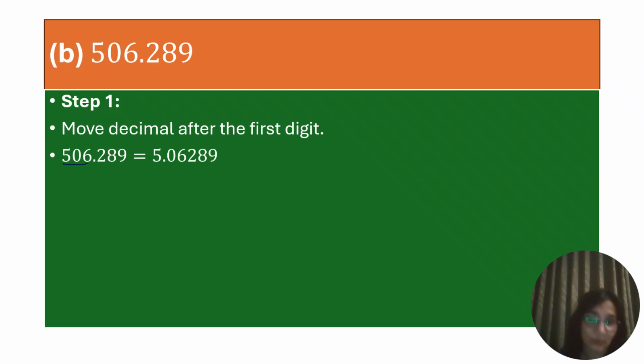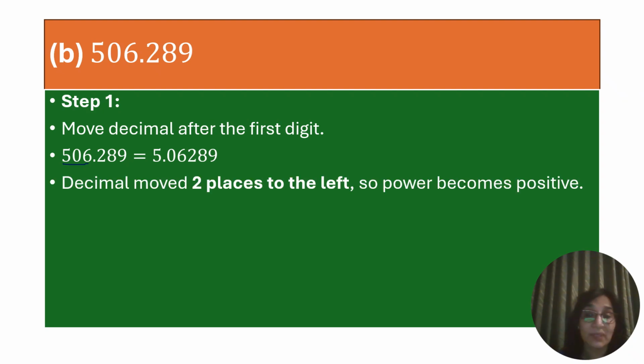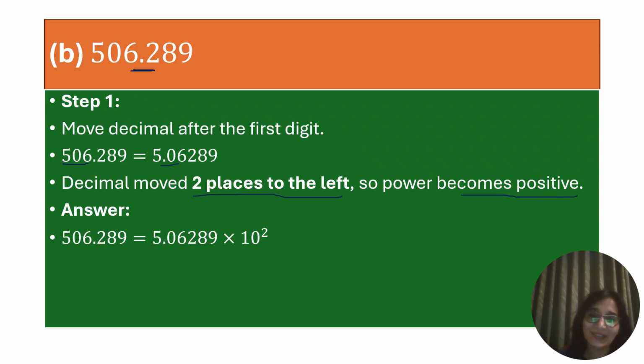Earlier the question had the decimal after 3 digits. Now you have to move it. Let's see, decimal moved how many places to the left? If you see, the decimal which was here, now the decimal is here. So how many places have we moved? We have moved 2 places to the left. So the power becomes positive. So what will be our answer? 5.06289 into 10 to the power 2. I hope this is clear. The decimal has moved 2 places to the left, so the power becomes positive.